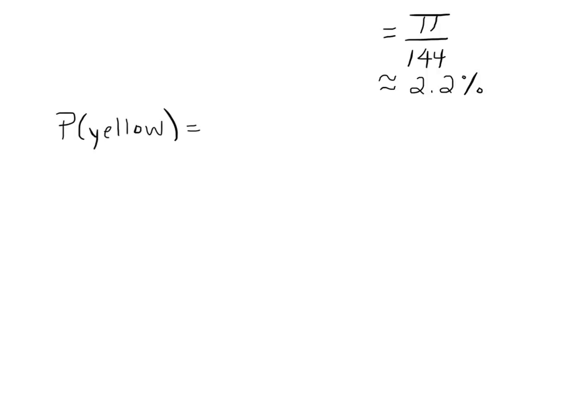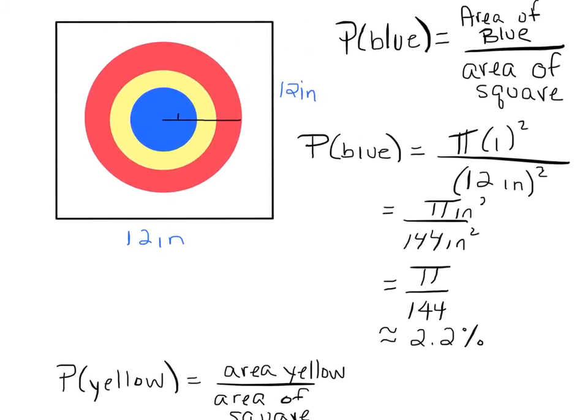Now let's find the probability of landing in the yellow region. So that's going to be the area that's yellow over the area of the square. But what makes this one a little bit tricky? Take a moment, pause the video, and see if you can figure out what would make this a little bit tricky. If you came up with the fact that the area of the yellow region is not the total area within that yellow circle, so if you said that the area that's within the yellow circle but can't include the blue, then you are correct.